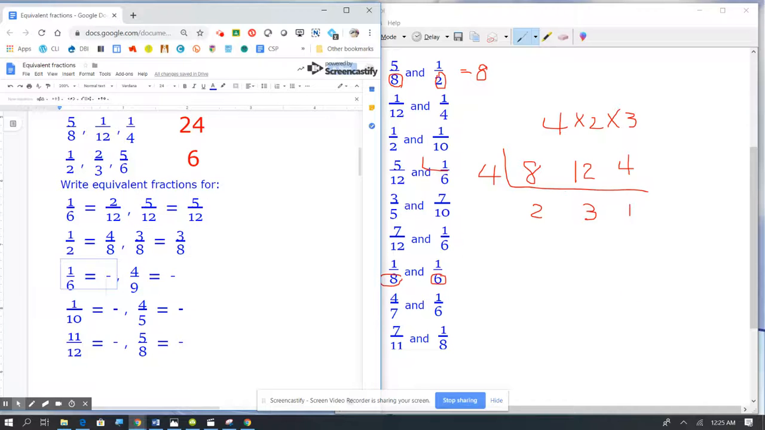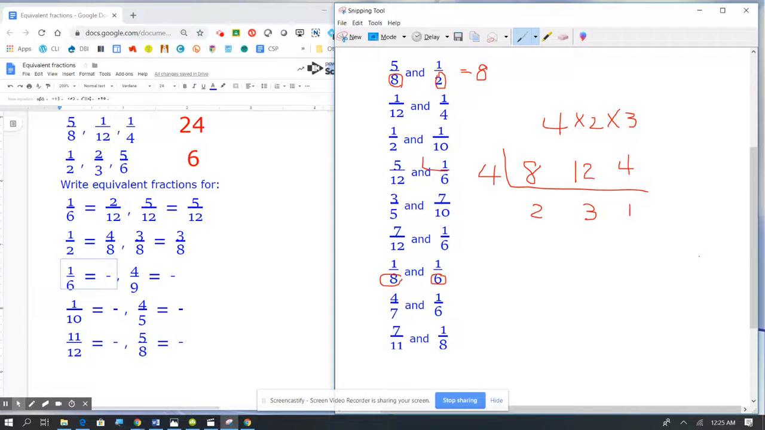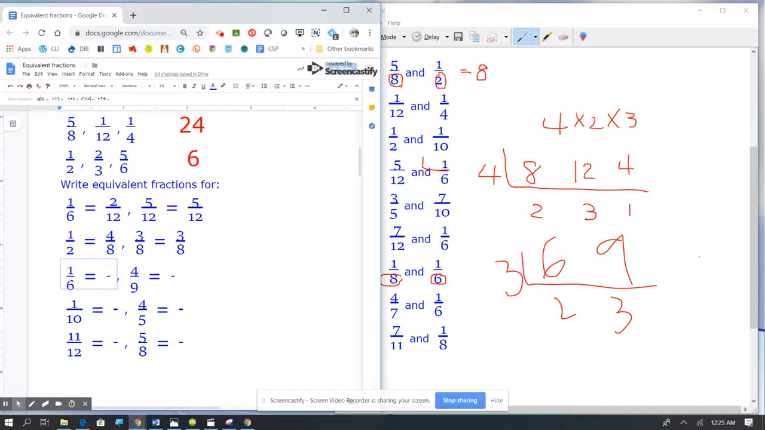Now for 6 and 9, let's look at 6 and 9. We can take 3 out, right? So it'll be 2 and 3. So 3 times 3 is 9, 9 times 2 is 18. So we're going to do 18. 18 is 6 times 3. So here's 18. This will be 9 times 2 is 18. So it'll be 4 times 2 is 8, and 9 times 2 is 18.